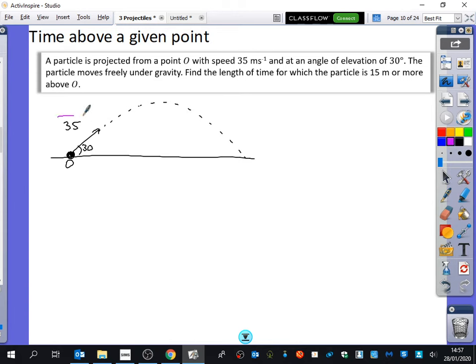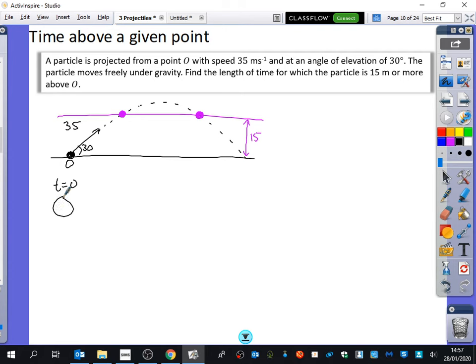Find the length of time for which the particle is 15 meters or more above O. Well, I'm just going to guess that 15 meters is probably that kind of high. I don't imagine it's going to be above where it is, because then the question makes no sense. So the 15 meters has got to be somewhere between the ground and its peak part of the flight, right? And I want to know how long it is above that height. So I'm interested to find out when it gets here and when it gets here. It's going to tell me 2 times when it gets to that particular height. And the way we should think about the times is we know at the beginning it has 0.